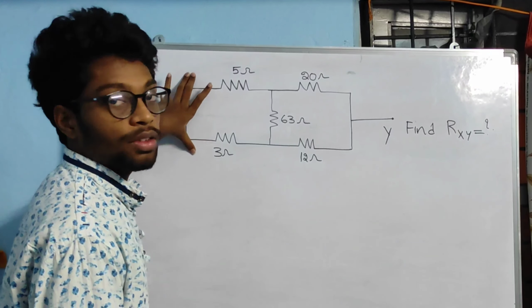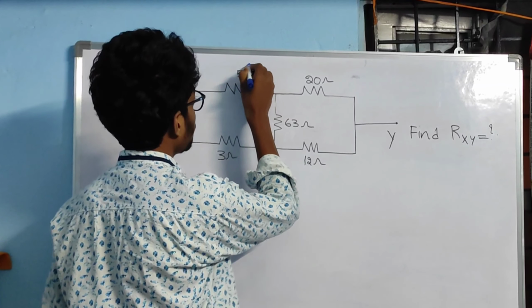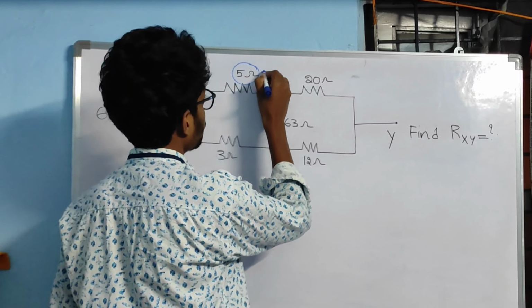For finding whether the bridge is balanced or not, we first take the notations. This is RA, I am taking this as RB, and this is the middle arm resistance, 63 ohms. This is RC, and this is RD. Friends, whenever the bridge is balanced, RA into RD must be equal to RB into RC. This is the bridge balance condition.